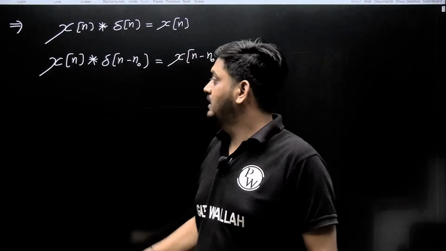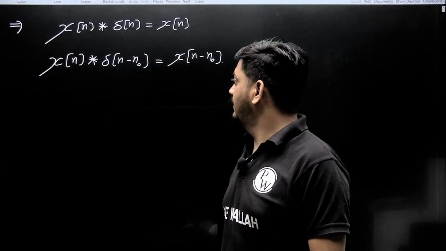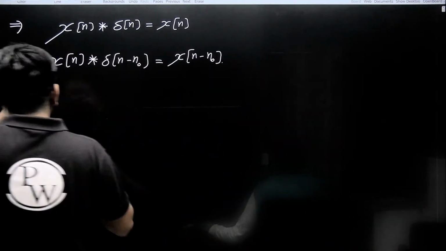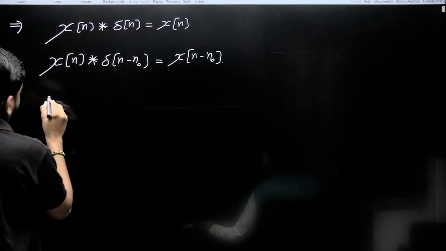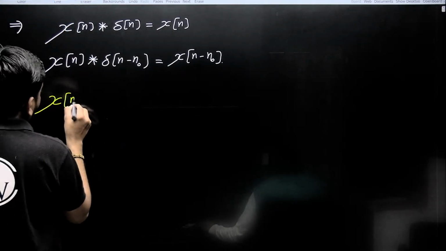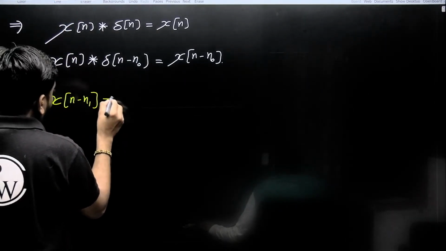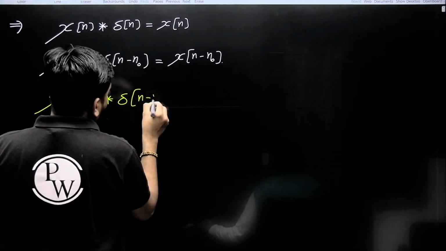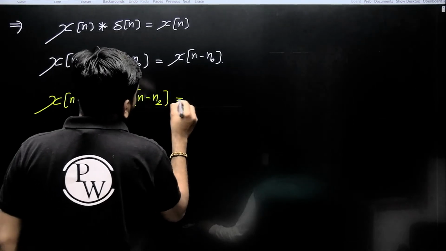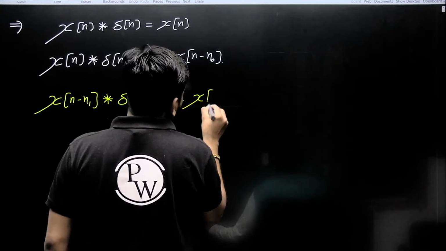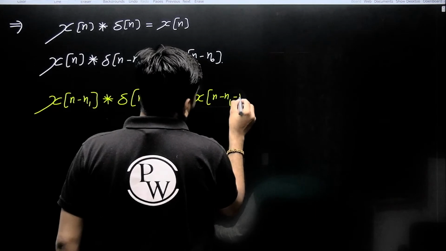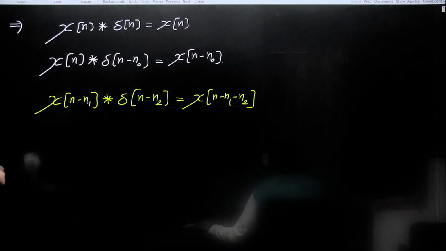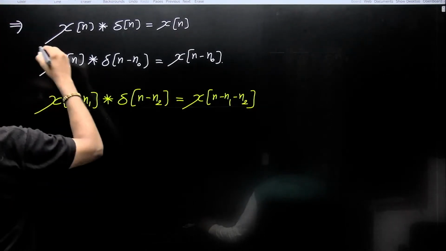So here, same: x of n convolution delta of n minus n naught gives x of n minus n naught. Suppose I am writing x of n delayed by n1 seconds, and another delayed by n2 seconds, then the overall output is delayed by n1 plus n2 seconds. Clear? So here in general, what can we write?